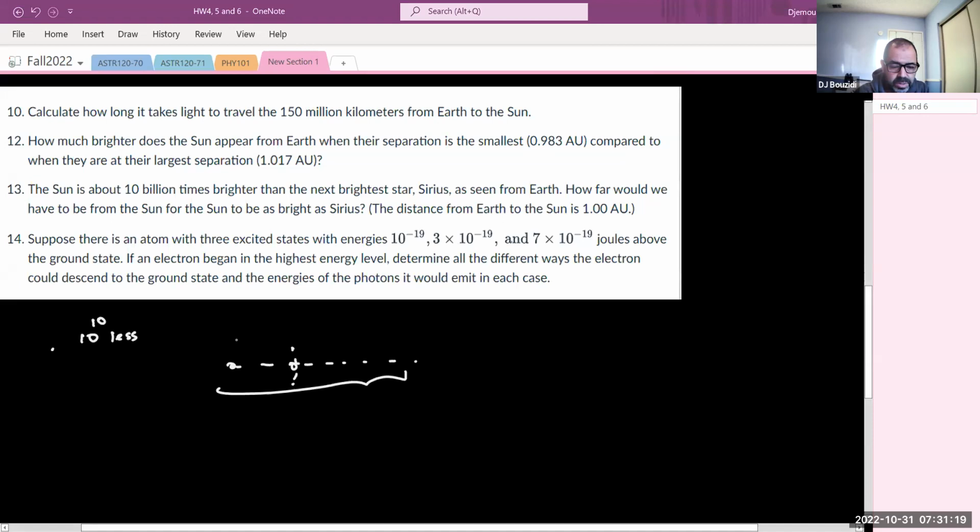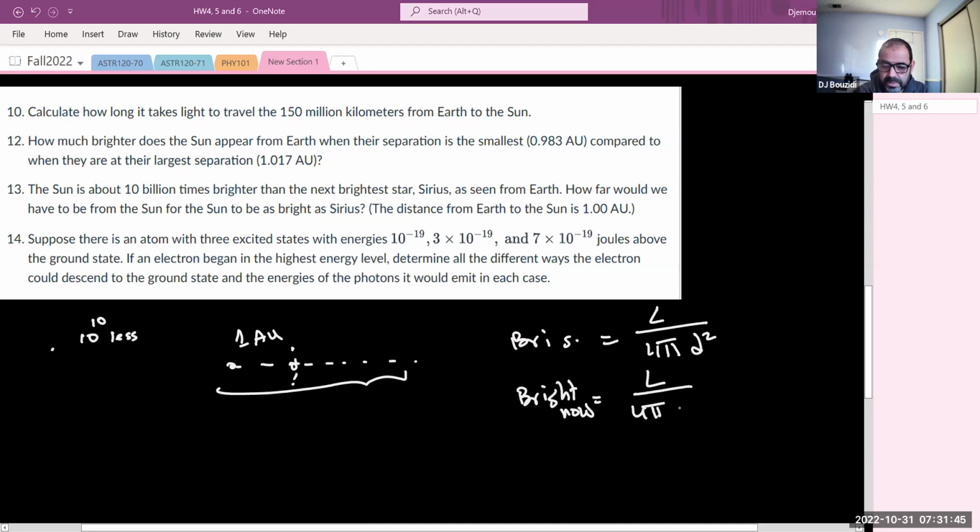So right now the distance is 1 astronomical unit, and according to that analysis, the brightness is the luminosity over 4 pi times the distance squared. The brightness now is just that luminosity divided by 4 pi times the distance. I'm going to use astronomical units, so the answer is going to be in astronomical units squared. It's much easier to do it this way.